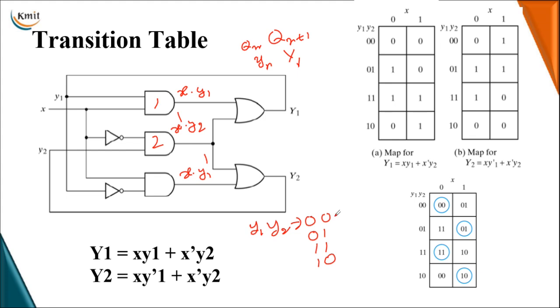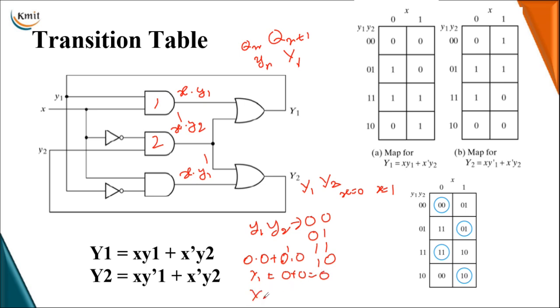So now, for each possible present state assumption with the x value of 0 and x value of 1, we need to find the next states of the given circuit, capital Y1 and Y2. First, we substitute x equal to 0. When x is 0, y1 is assumed as 0, x bar becomes 1, and y2 is 0. Hence capital Y1 is equal to 0 plus 1 and 0, which is 0.